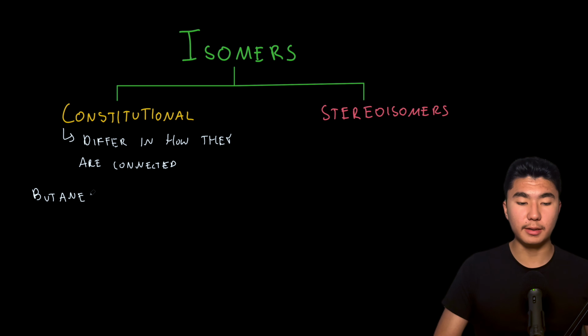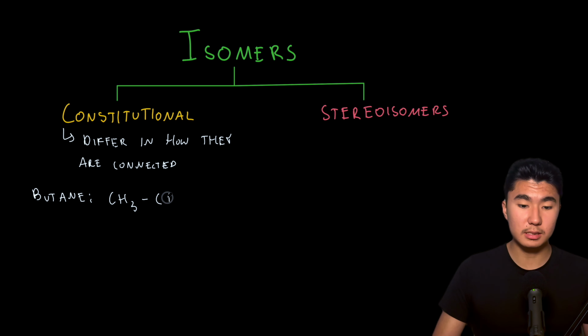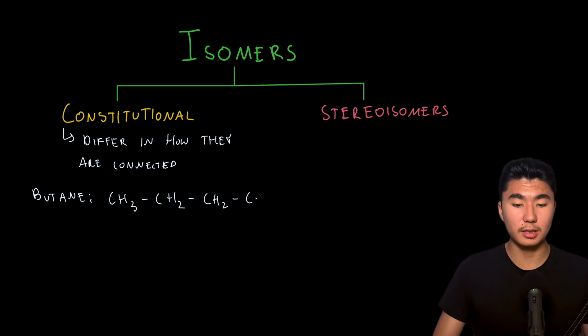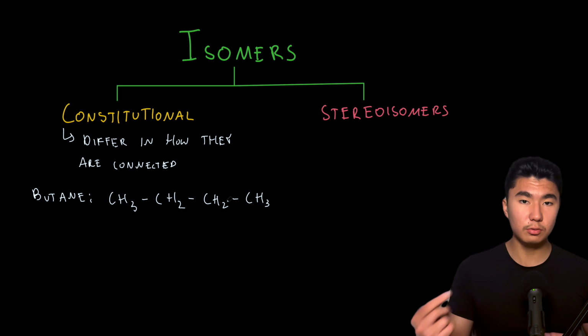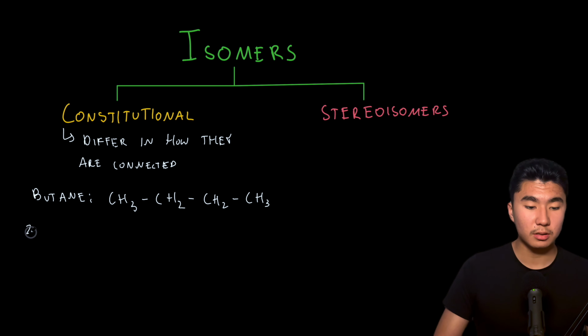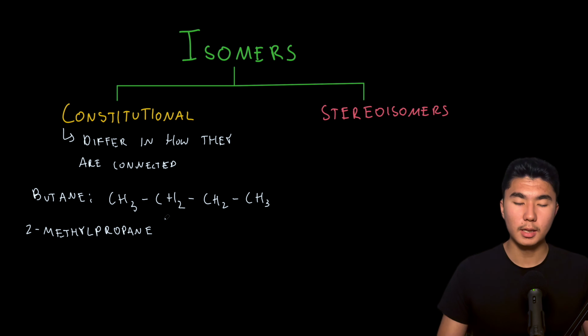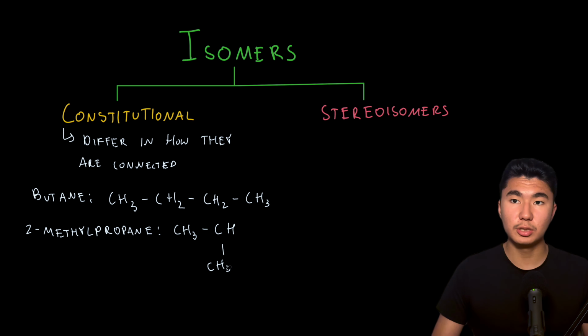And butane has a molecular structure of CH3, then we have CH2, we have another CH2, and this is connected to CH3. Now, an isomer of butane, a constitutional isomer, would be 2-methylpropane. And 2-methylpropane would be CH3, then we have a CH, and then that's bonded to a CH3, and we have our final CH3.